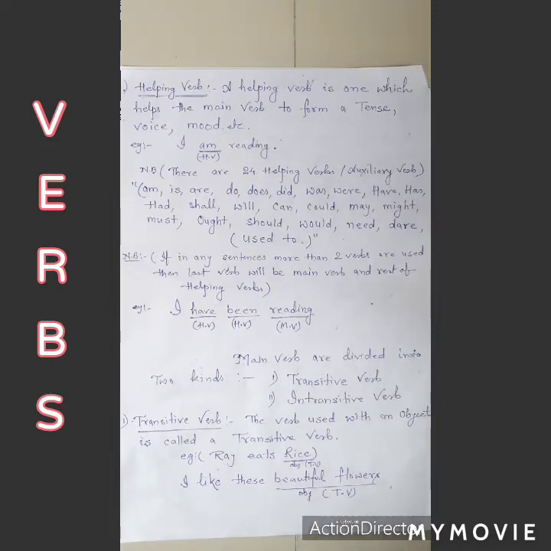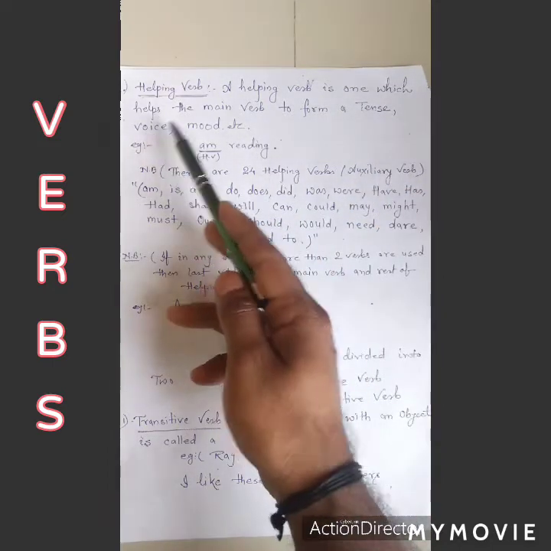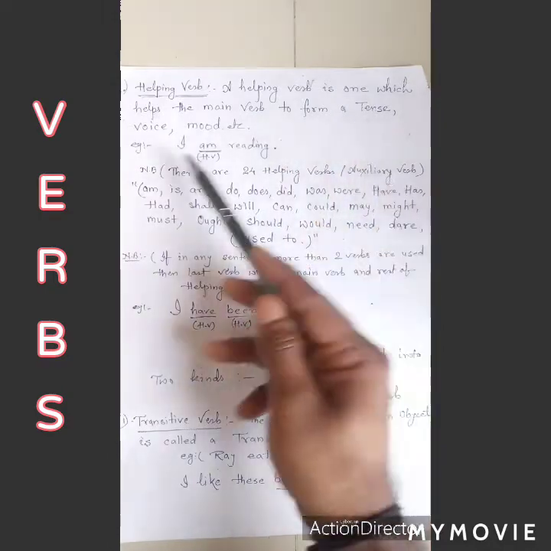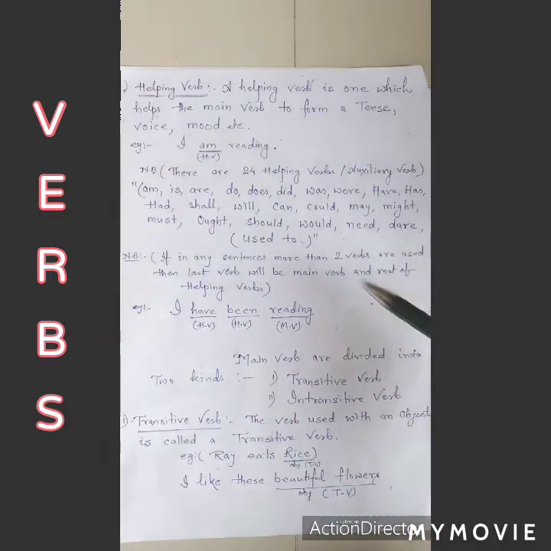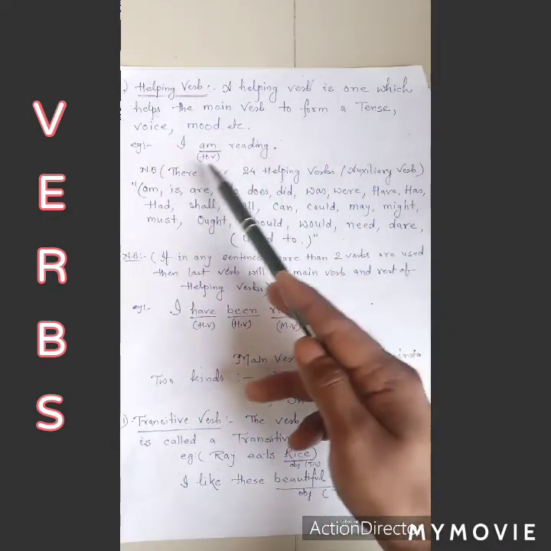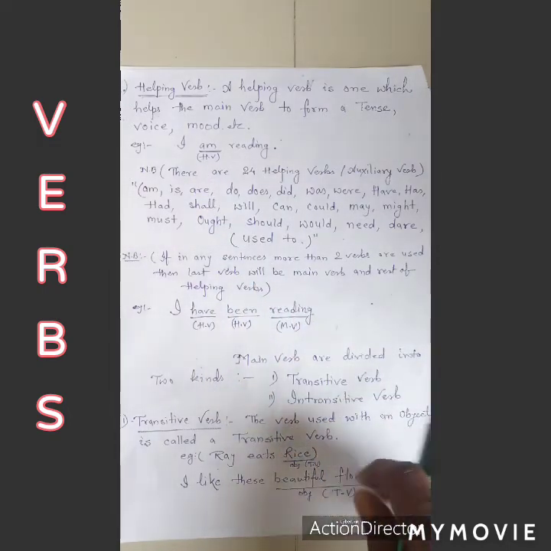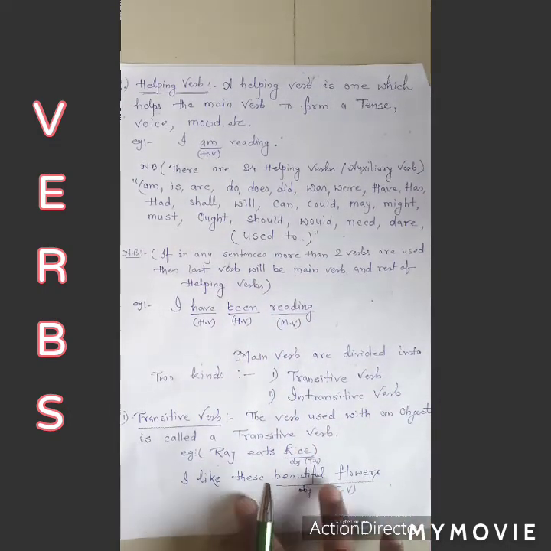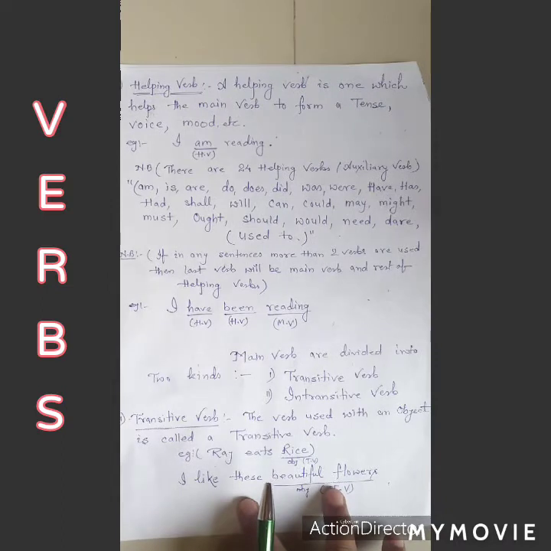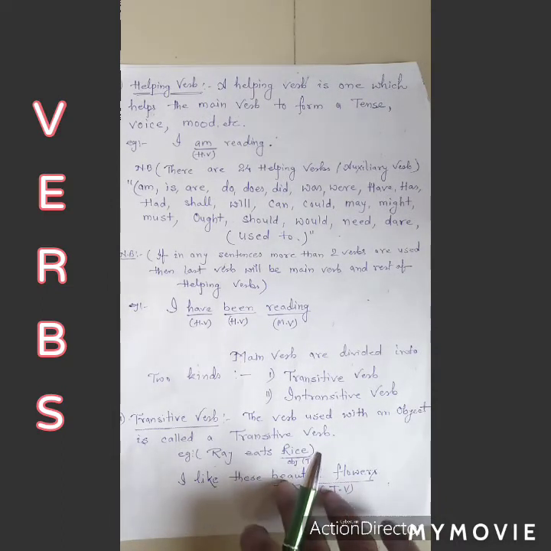A helping verb is one which helps the main verb to form a tense, voice, mood. Okay. For example, I am reading. Here am is a helping verb. Okay. Now just write down. There are 24 helping verbs and auxiliary verbs.